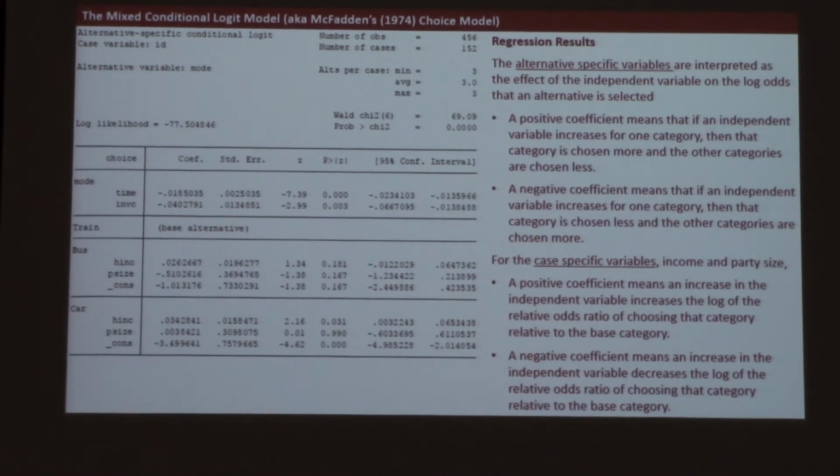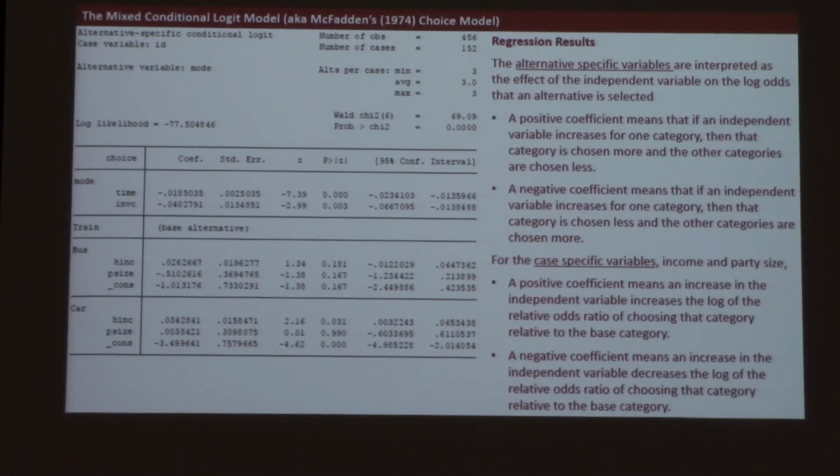Now, in our Cracker data set, we only have alternative specific data, so we don't have the nice case-specific demographic variables, so we can get away with using the conditional logit. The McFadden choice model reduces to the conditional logit if you only have alternative specific variables, so it really doesn't matter. I just like using the more general case, which is McFadden's choice model.